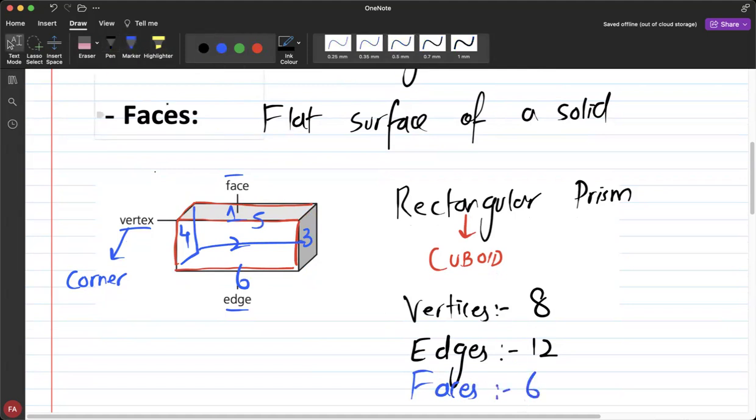You should be able to identify. I don't expect you to learn it for every shape. I don't expect you to learn the case for a cube or anything else. If you understood the concept, you can easily count this in the exam as well.